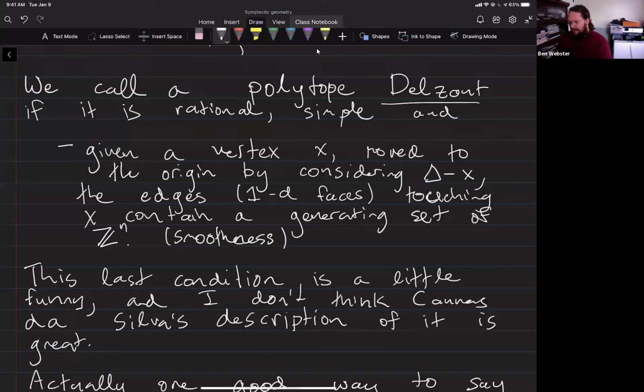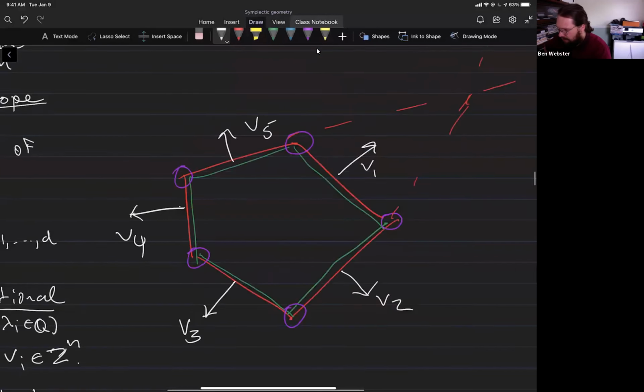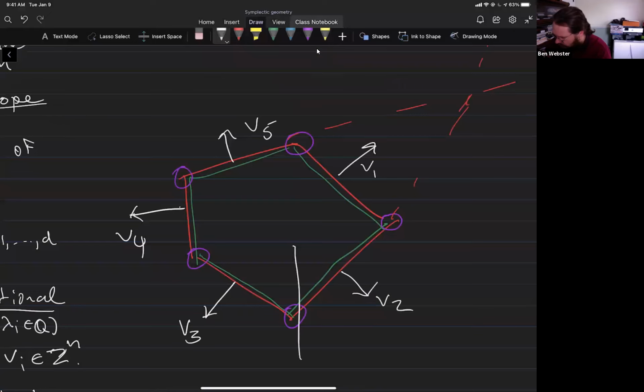And basically what this says is if I look at one of my vertices, so by the simplicity assumption, this has n edges coming out of it, one-dimensional faces. And if I move my vertex to the origin, so for example here, I move my vertex to the origin. I look at the edges coming out, that in those lines, there is a basis of Zn.